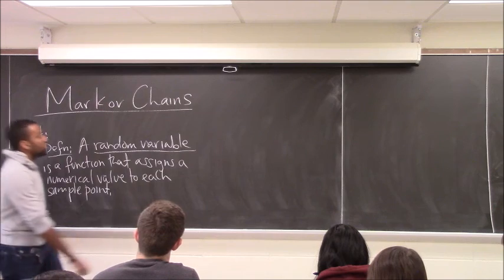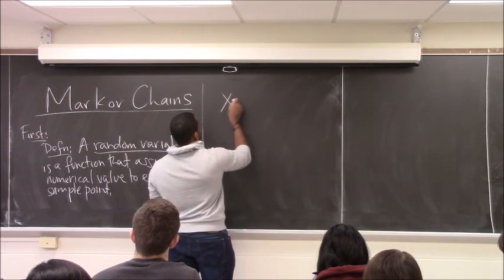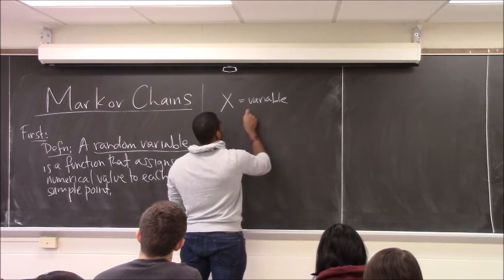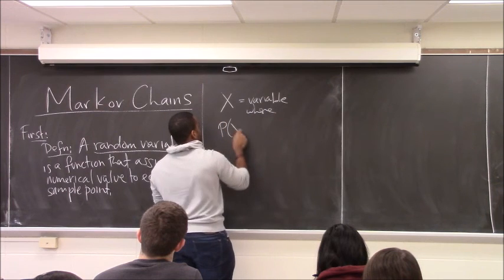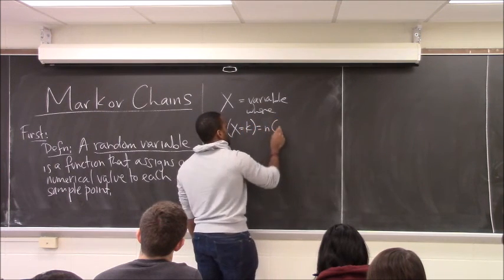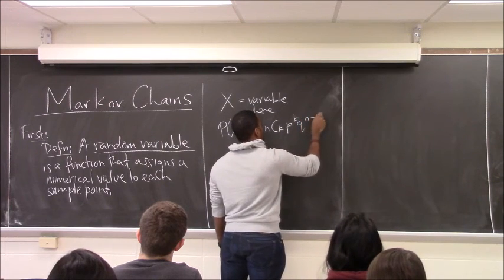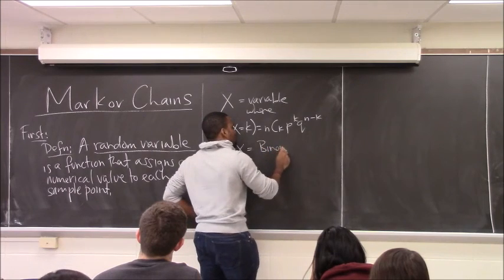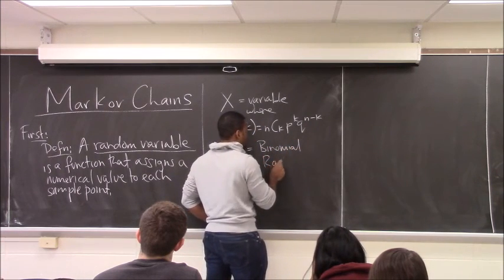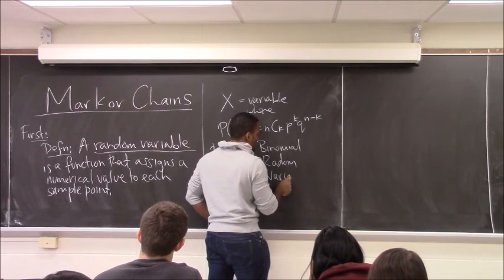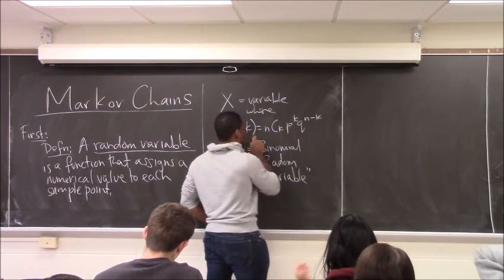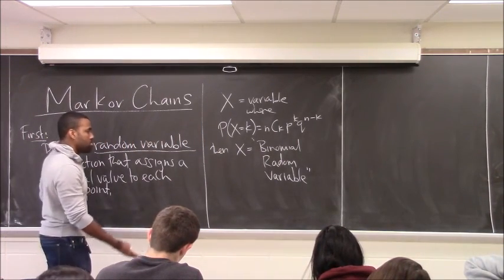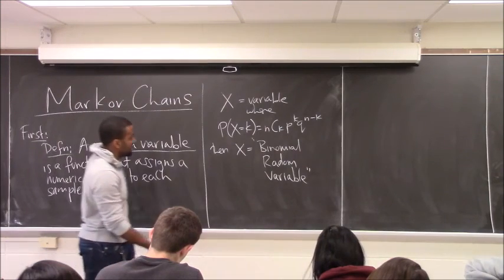So, for example, x is a variable where P(X = k) is given by nCk, p to the k, q to the n minus k. Then we can call x a binomial random variable. So random variables are really neat. The binomial random variable is something that's called a discrete random variable. There are also continuous random variables, but we don't deal with those in finite probability. So that's an example of a random variable.